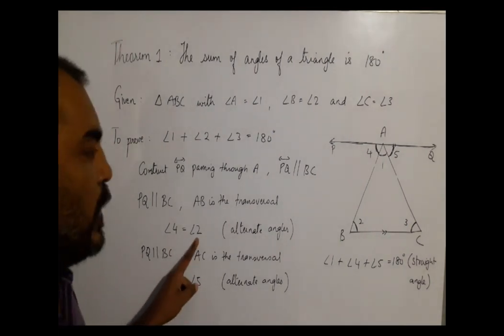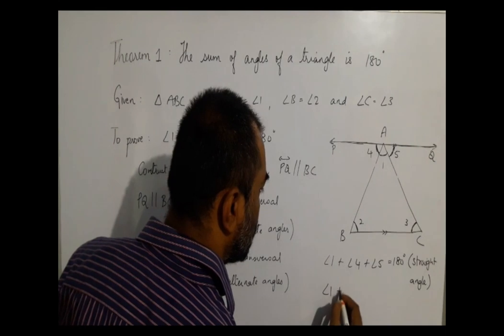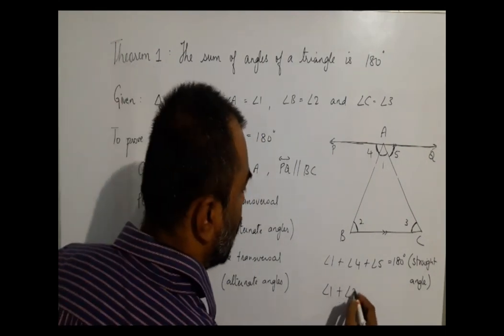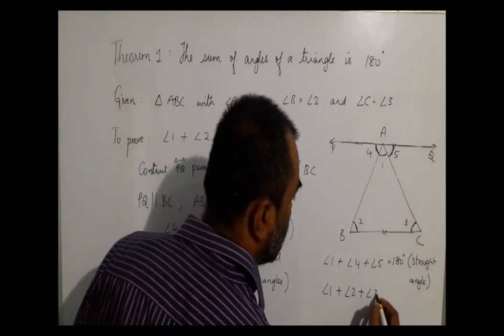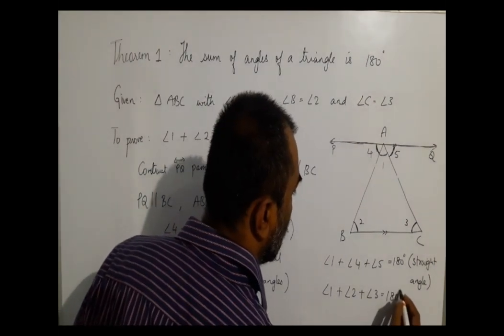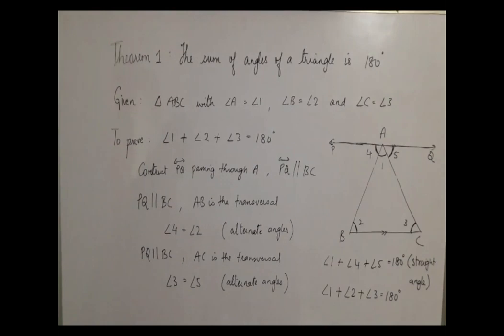But angle 4 is equal to angle 2. So I will write here, instead of angle 4, I will write angle 2. And angle 5 equal to angle 3 we proved. So angle 1 plus angle 2 plus angle 3 equal to 180 degree. Yes? So we have proved the theorem that the sum of the interior angles of a triangle makes 180 degree. Okay? This is the theoretical way to prove it.